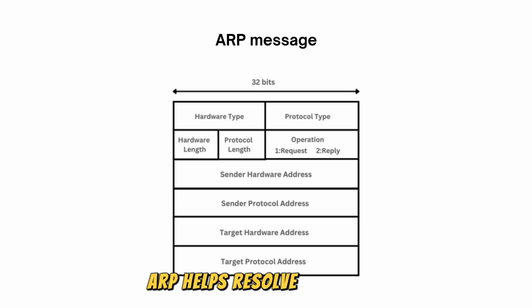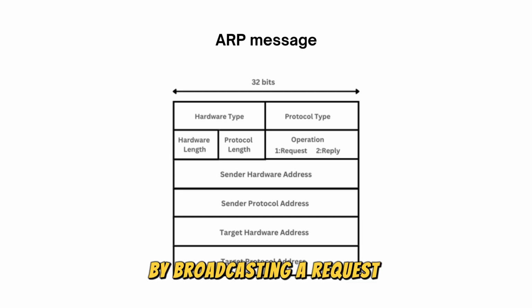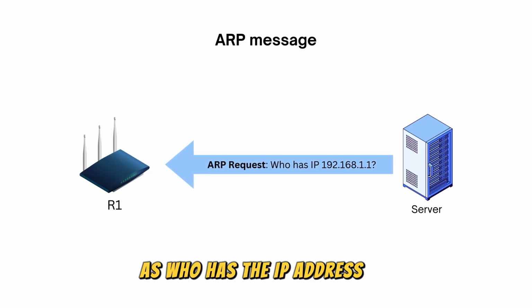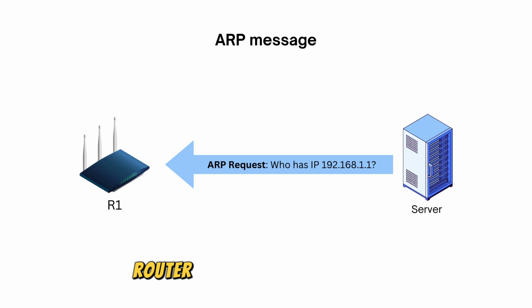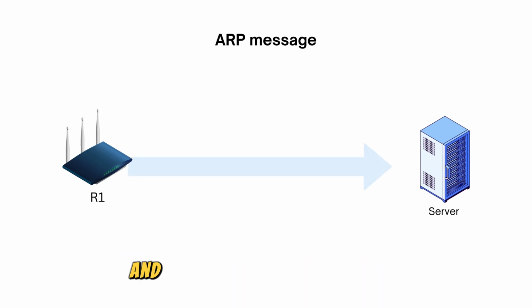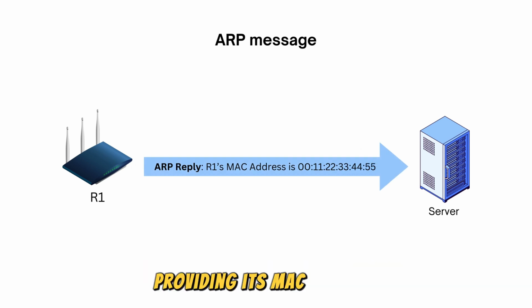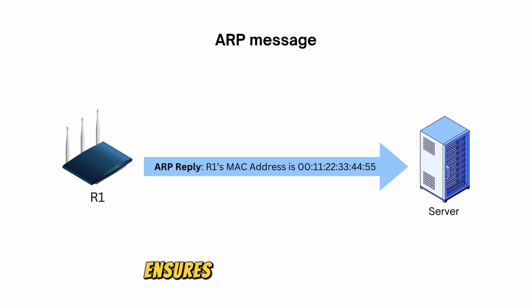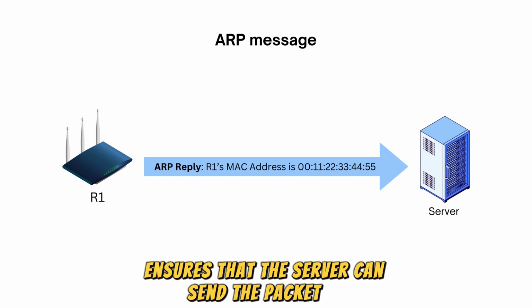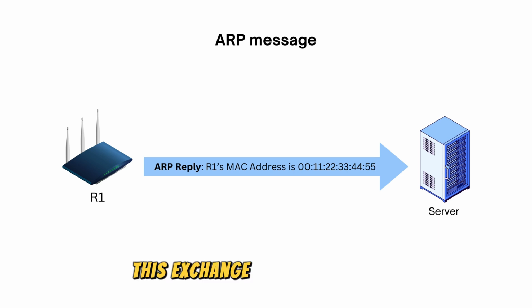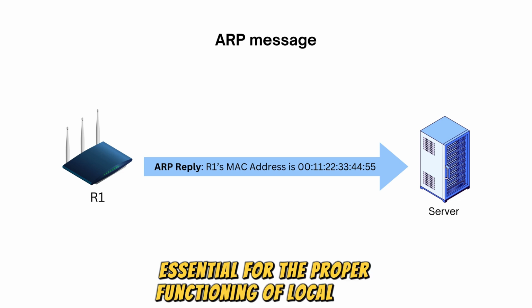ARP helps resolve this issue by broadcasting a request across the local network asking who has the IP address of router 1. Router 1, often called R1, receives the ARP request and promptly responds with an ARP reply, providing its MAC address. This response ensures that the server can send the packet to the correct next hop, R1. This exchange of ARP messages is essential for the proper functioning of local area networks.